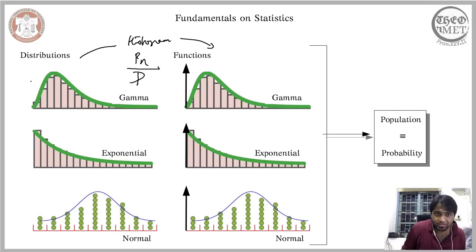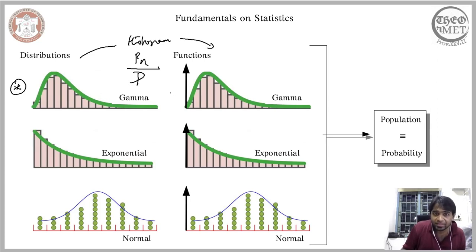So in the case of gamma distribution, how the population is spread out is what is given by the gamma distribution. How the population of the allies are spread out is what is given by the gamma distribution. Now we have translated it to a probability function. We have translated each of these bars into probability. So no longer do these bars indicate populations, but they now indicate probabilities.